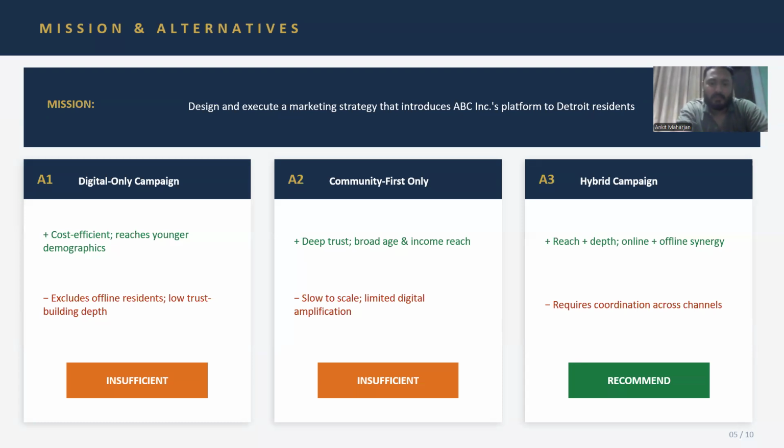There are three strategic alternatives. The first is the digital-only campaign, which is cheap, fast, and good for our young audience. The second is community-first only: town halls, local organizations, churches. This builds strong trust and appeals to all age groups. The third is the hybrid campaign, which combines online reach plus community depth.